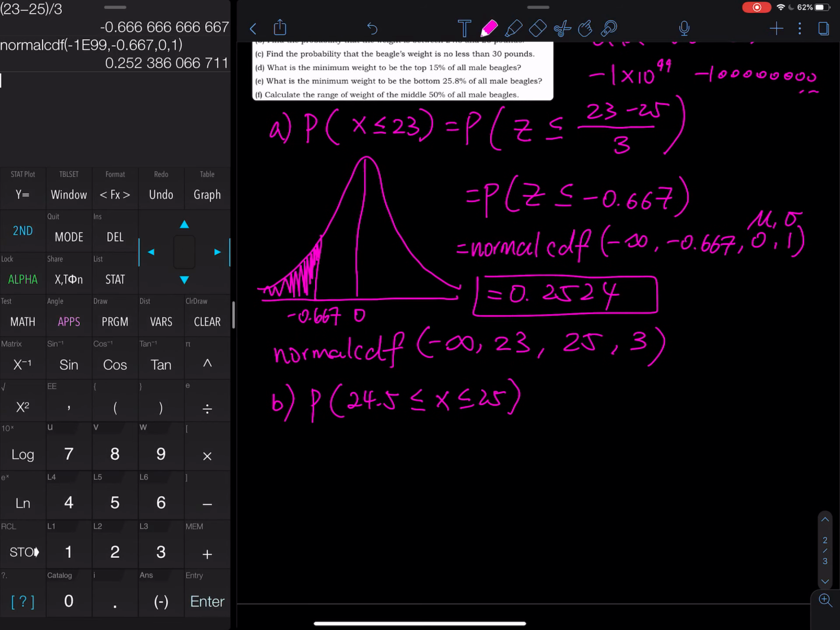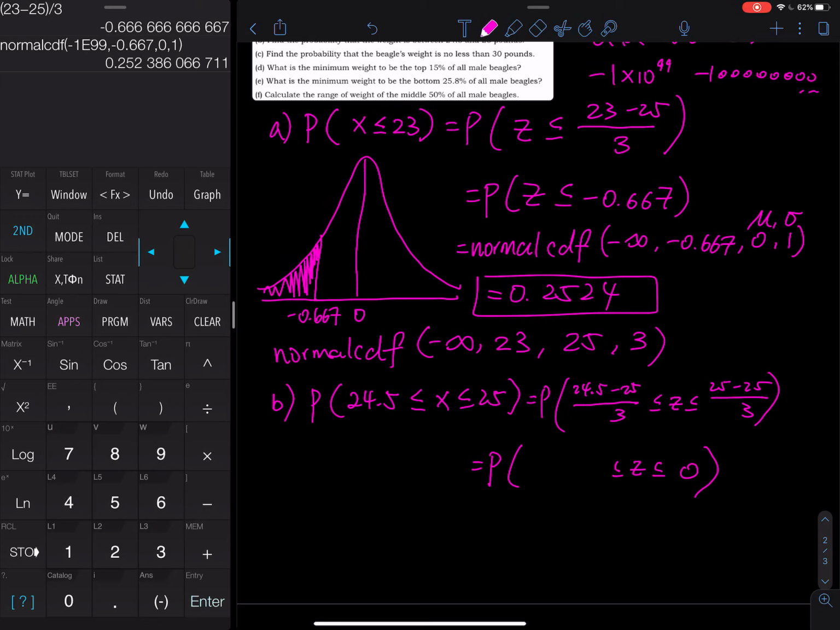So this one we have to do two standardizations. So the first one is 24.5 minus 25 divided by 3, and then less than or equal to Z less than or equal to 25 minus 25 divided by 3. The other one is easy. The other one is 0. And then how come we use a Z? Because we started the standardization process.